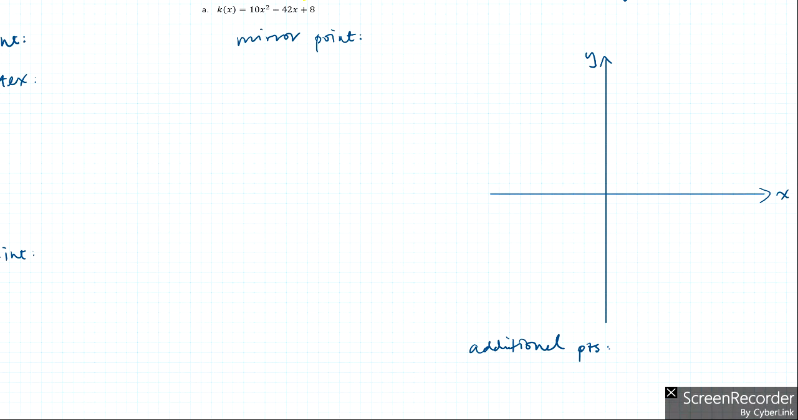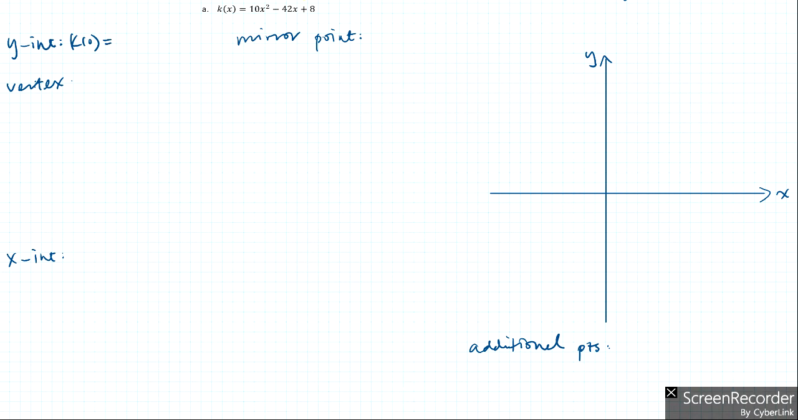For the k of x graph, we are going to do the same thing as before by identifying the y-intercept and the vertex first. Familiar with this already, we get k of 0 is equal to 8, so the y-intercept is (0, 8). And then for the vertex, we start off with the formula x equals negative b over 2a, which becomes the negative of negative 42, which is what we have for b, over 2a, 2 times 10.